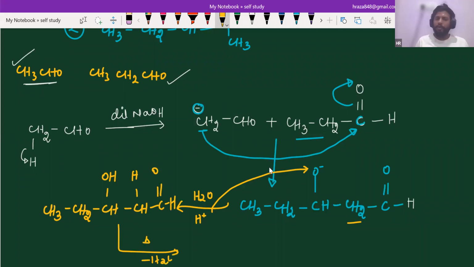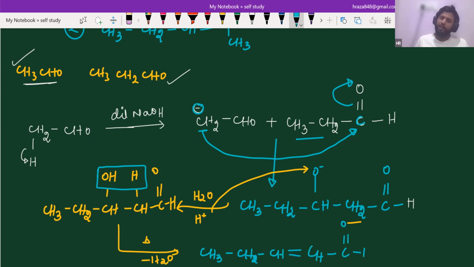And how will H2O be removed? It's very easy to understand. OH from beta and H from alpha will be eliminated, and there will be double bond: CH3CH2CH double bond CH again C double bond O. So this will be the third product.